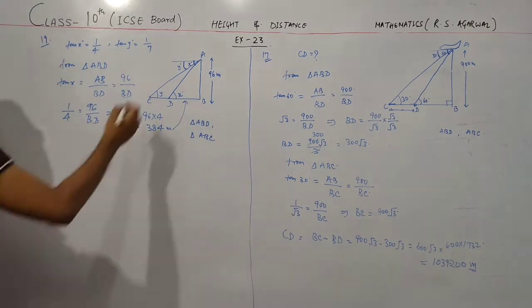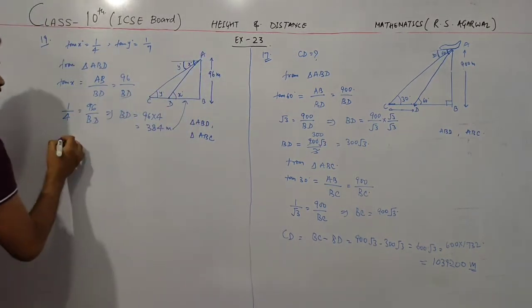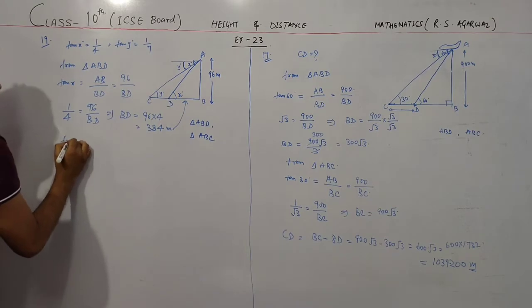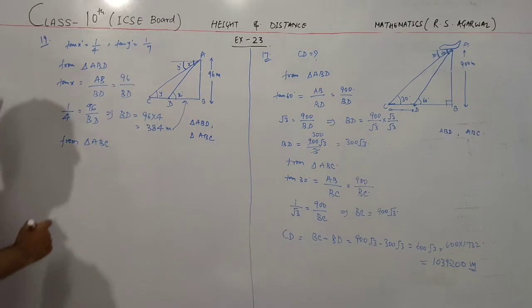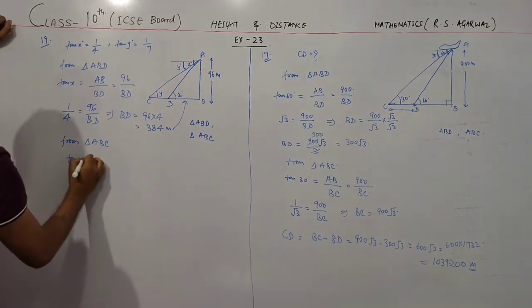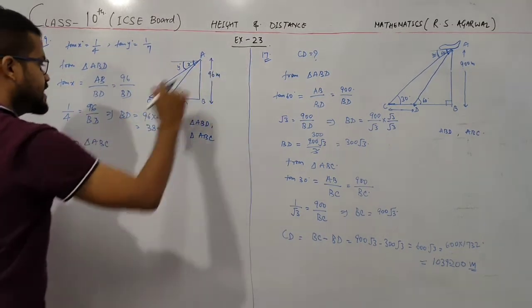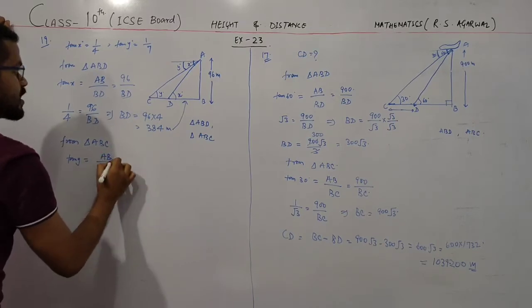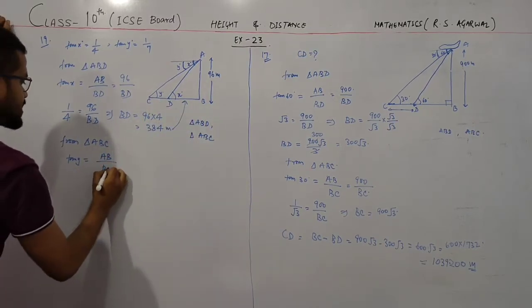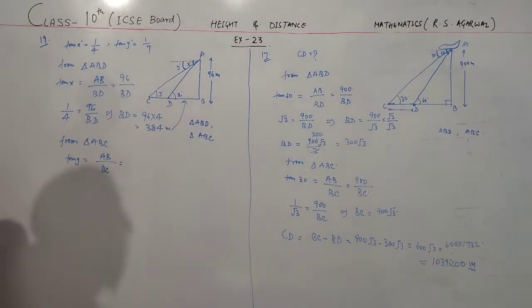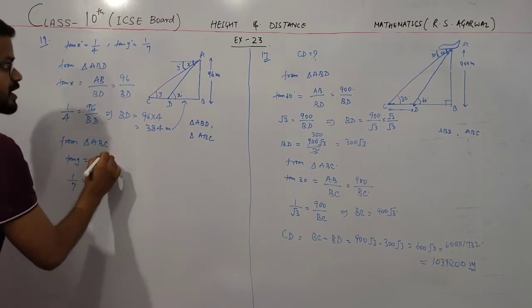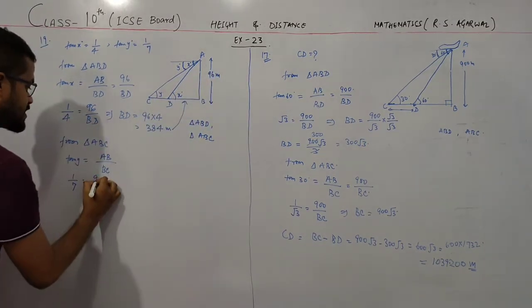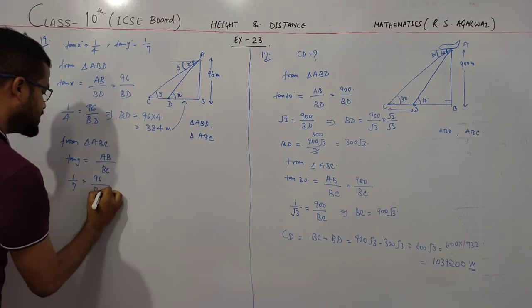Now come to the next triangle. Here I am taking triangle ABC. In this triangle tan y is equal to the height AB upon the base BC. Now the value of tan y is given 1 by 7. So I simply write here 1 by 7 is equal to the value of AB, which is the height 96, upon BC.